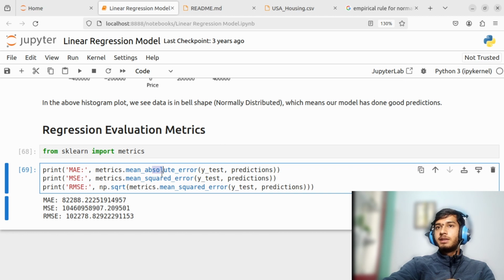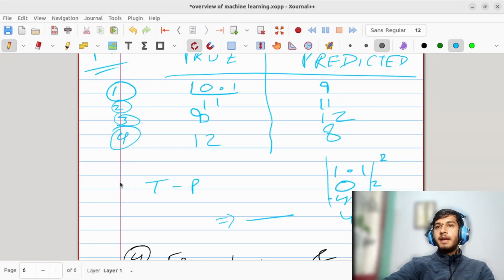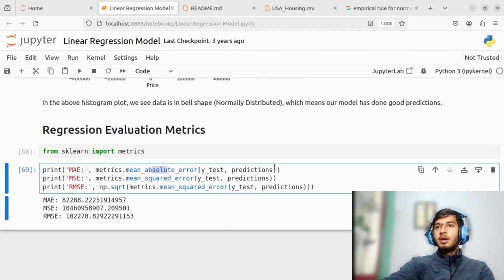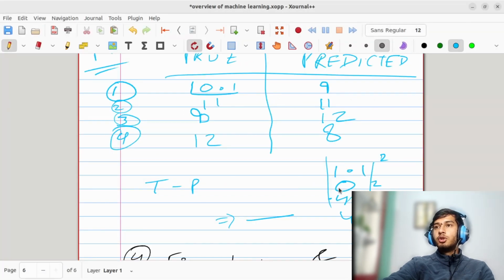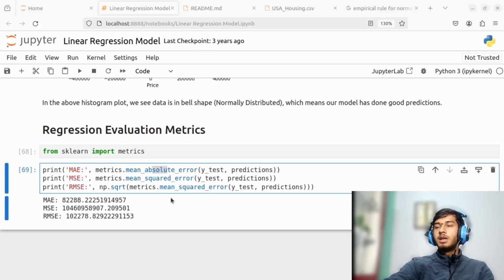What absolute error does is, see, in squared error we were squaring the values, right? In absolute error we will be taking the absolute value. Like if it was -4, we will make it +4. We will take the absolute value. So this is how mean absolute error works.